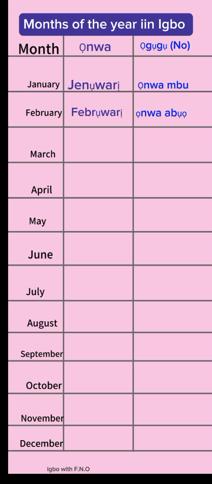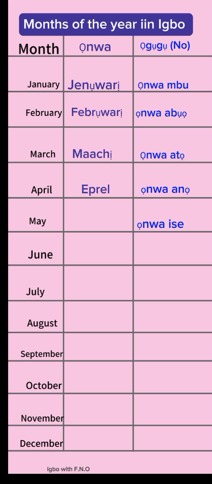We don't like wasting sounds. So we say everything as it is. February. The third month, which is ọnwa atọ, is March. The fourth month, which is ọnwa anọ, we say April.